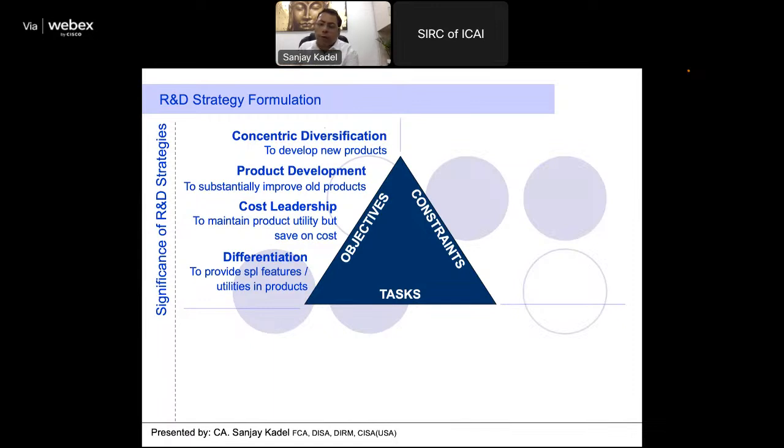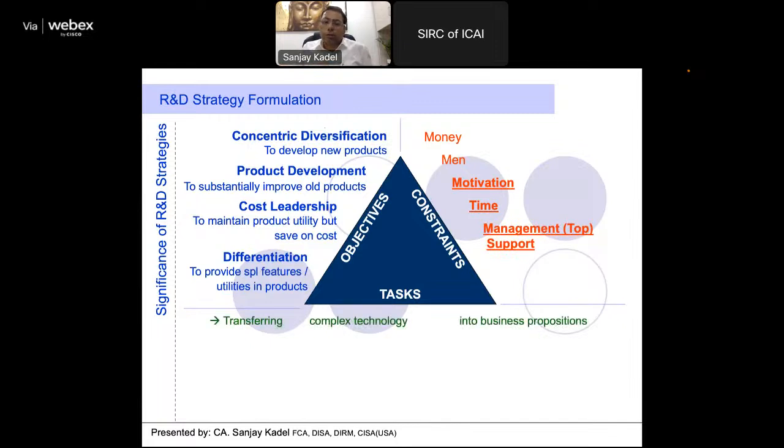Now coming to constraints. Having known why you want to do R&D, what is stopping you from doing R&D? It can be lack of funds, lack of people, lack of motivation, lack of time, and sometimes lack of top management support.